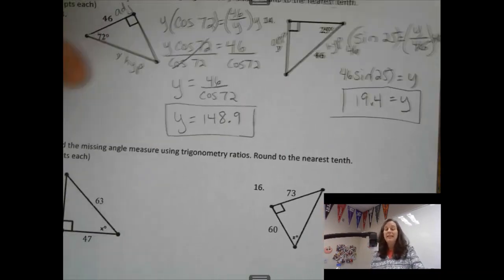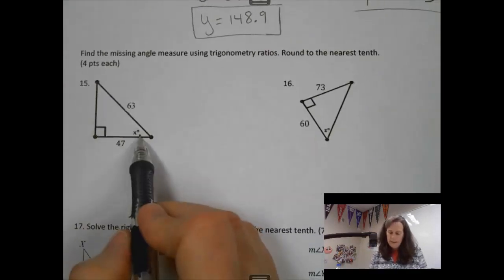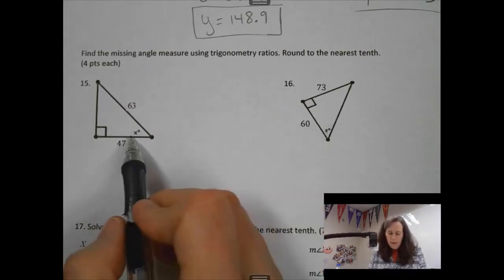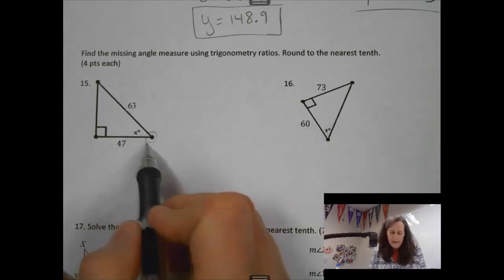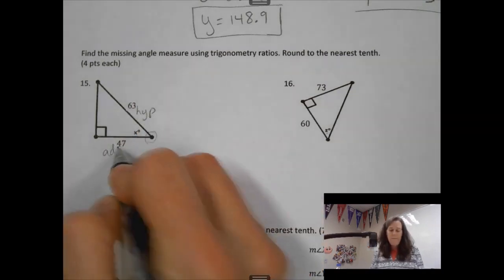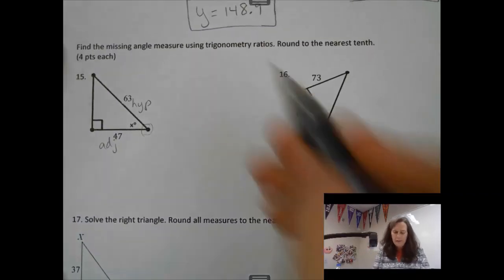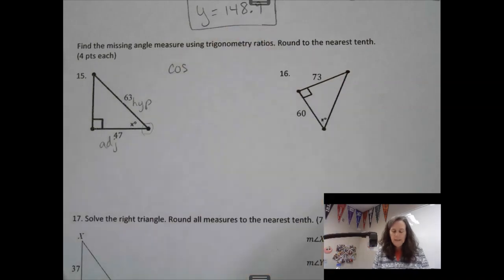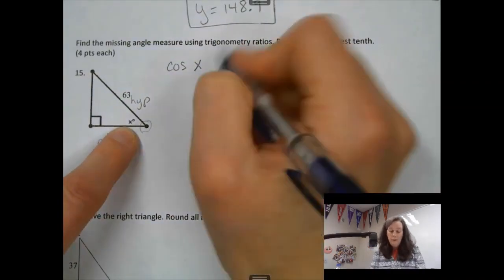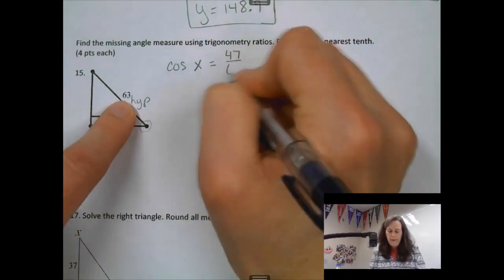Okay, those are missing side questions. We also have some missing angle questions. Missing angles. Here's our missing angle. Here's our missing angle. Okay. So if this is our anchor angle, this is the hypotenuse, and this is the adjacent side. Which trig function has adjacent and hypotenuse? Yeah, cosine, and we'll call that x. Cosine of this angle equals adjacent over hypotenuse.